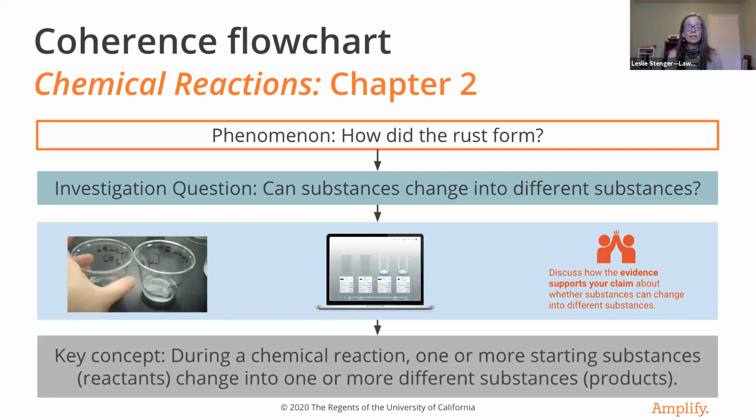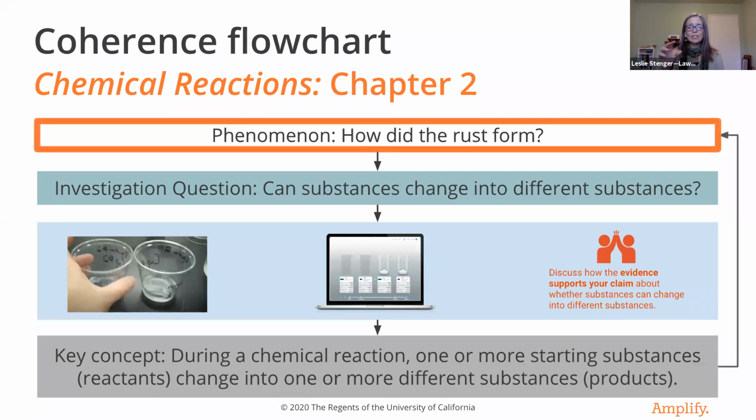And this leads them to a key concept, so an important idea that answers the investigation question, that during a chemical reaction, one or more starting substances, the reactants, change into one or more different substances, the products. And so now that the students know that substances can change into other substances, they're closer to explaining how the rust formed, but that explanation isn't complete. So they haven't figured out how substances change to different substances during the chemical reaction.